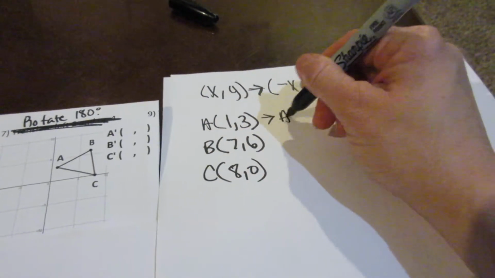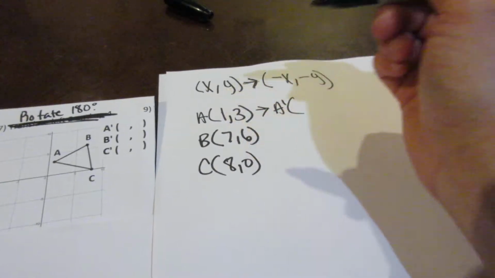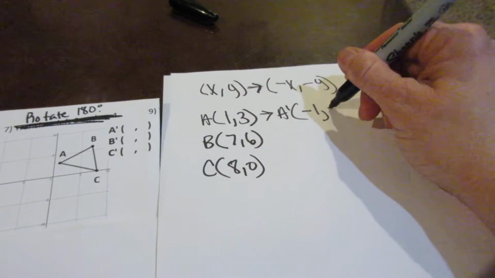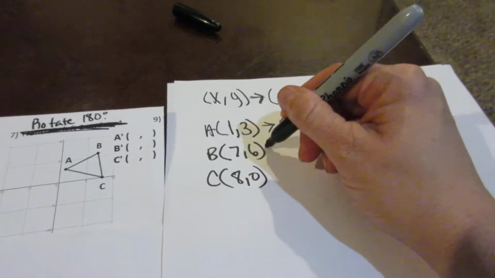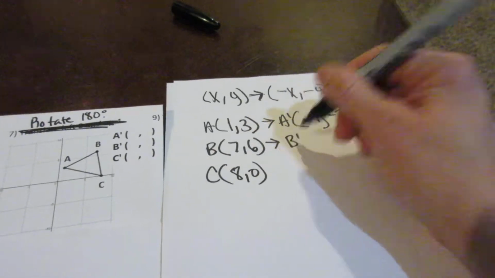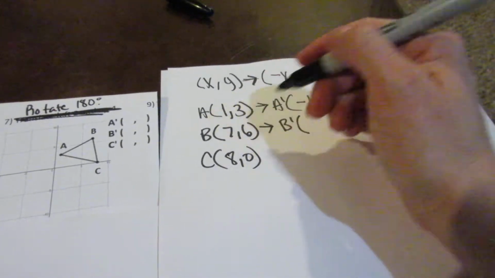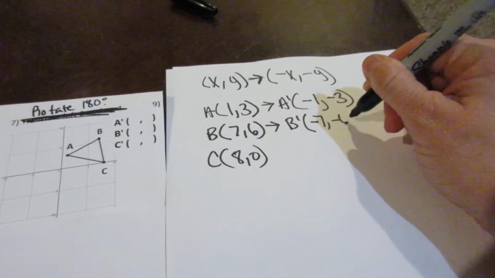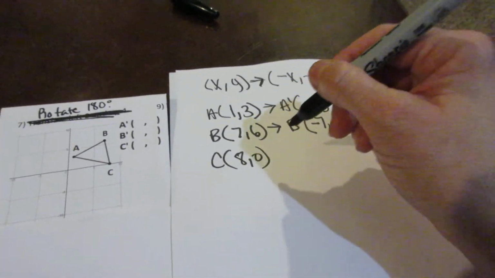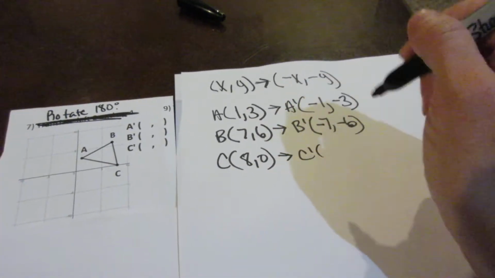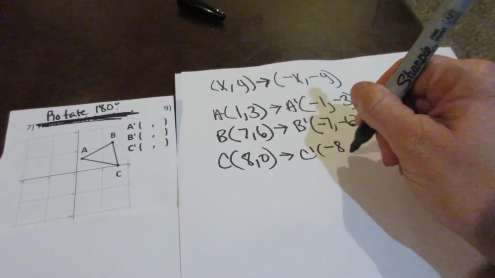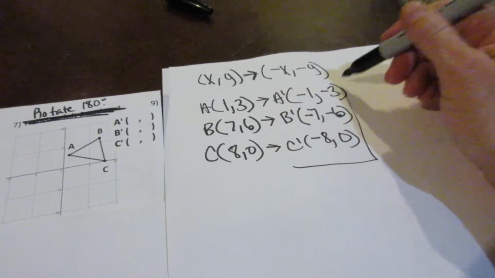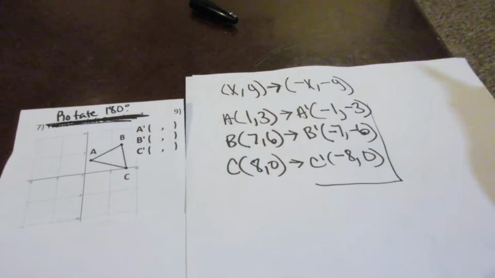So turning A to A prime, +1, +3, both signs are going to change. +1 will become -1, and +3 will become -3. Turning B to B prime, +6, or excuse me, +7 will become -7, and +6 will become -6. And turning C to C prime, +8 will become -8, and 0 will just stay 0 because there's no such thing as a -0. And these coordinates will be the vertices of our new triangle.